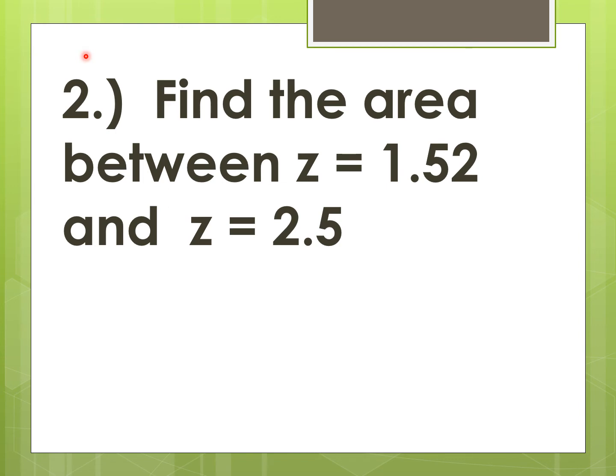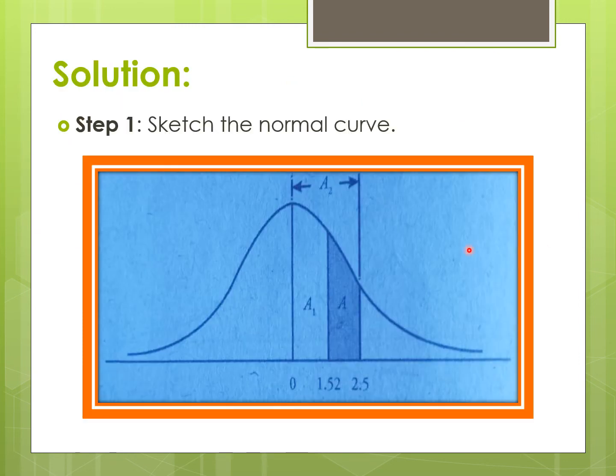Now, let's have the second example. Find the area between z is equal to 1.52 and z is equal to 2.5. So, kung papansin nyo, yung z-scores natin are both positive. So, if we're going to graph its normal curve, magiging ganito yung itsura niya. Okay? So, syempre, mauna yung z-score na mas smaller. So, we have 1.52 dito. Yan. And then, we have 2.5. So, ang hinahanap naman nating area ay between 1.52 and 2.5. Kaya, ang shaded region natin ay ito.